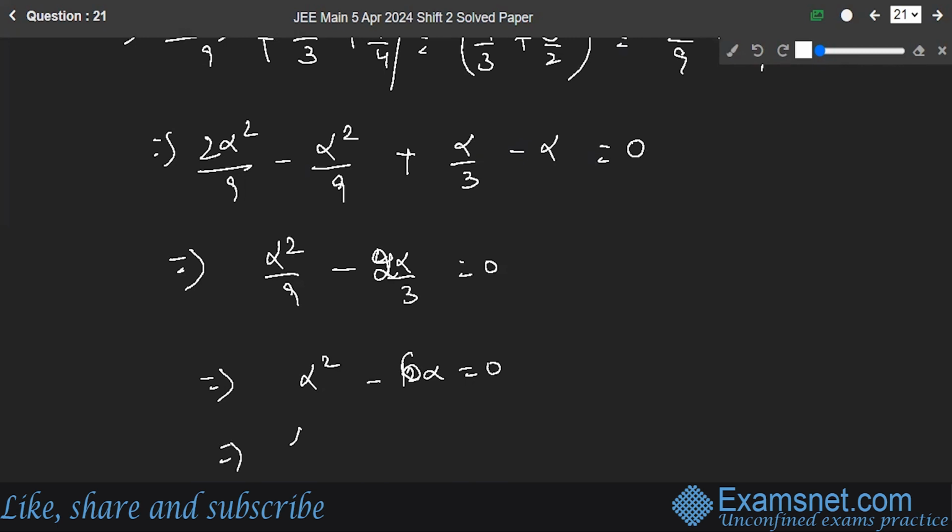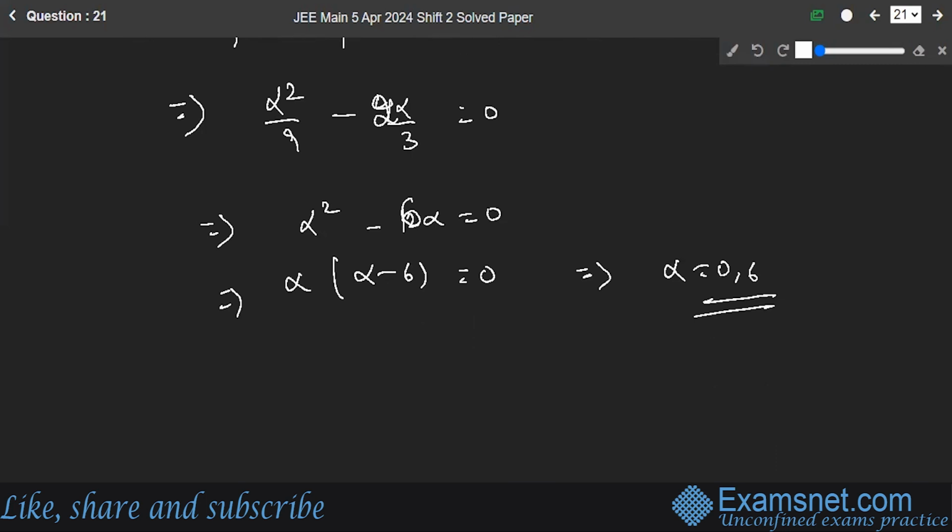Okay. So let's take alpha common. Alpha minus 6 is equal to 0. This gives me the value of alpha as 0 and 6. These are the two possible values of alpha. So I got the value for alpha, that's 0 or 6. And we just solved the value for k is equal to 1 by 4.